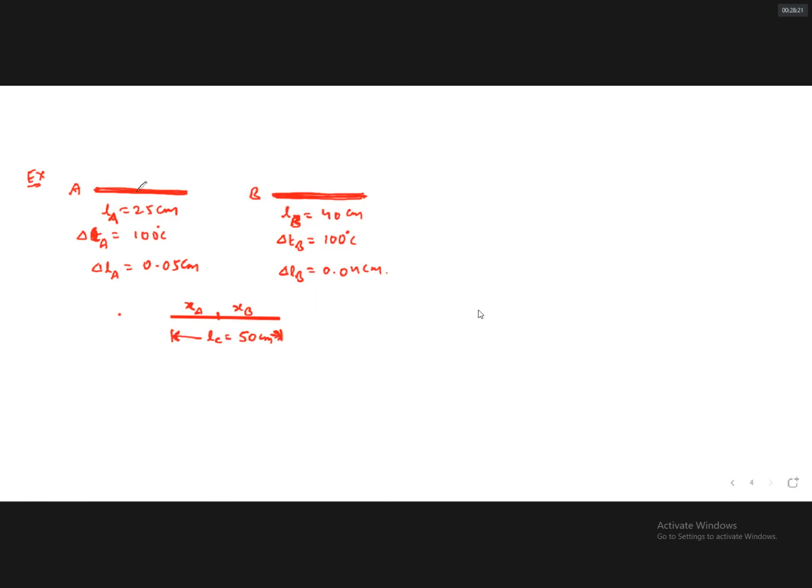So by taking one piece of rod A and another piece of rod B, they are joined to form a composite rod. Composite rod made of A and B. So we can say it is rod C, made of A and B. When the temperature of this composite rod increases to 30 degrees Celsius, the change in length of this composite rod is given as 0.03 centimeter.